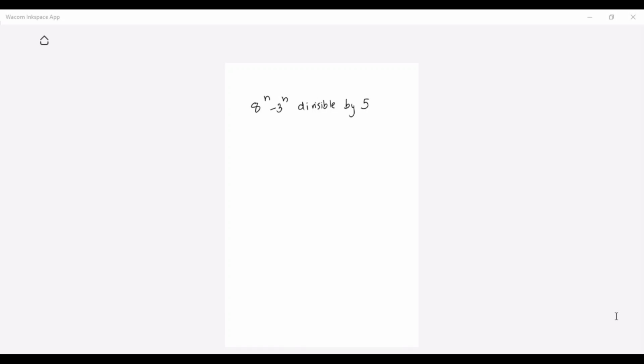Ma'am, then we can substitute 8 as 5 plus 3 and then we can take 3 common. Like 5 into 8 raised to k plus 3 into 8 raised to k, and then similar for 3 raised to k.